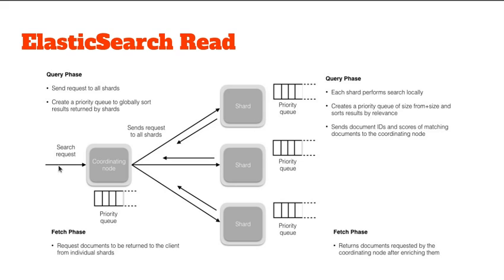So let us quickly go through the diagram. Here we can see that we are receiving a search request in the coordinating node, and the coordinating node is sending these requests to all of the shards. Now what is happening here is that each shard is performing its search locally, and then it is putting all the results in a priority queue, and then it is sending back all the results to the coordinating node.